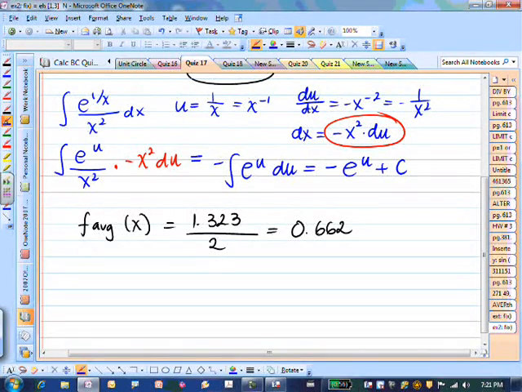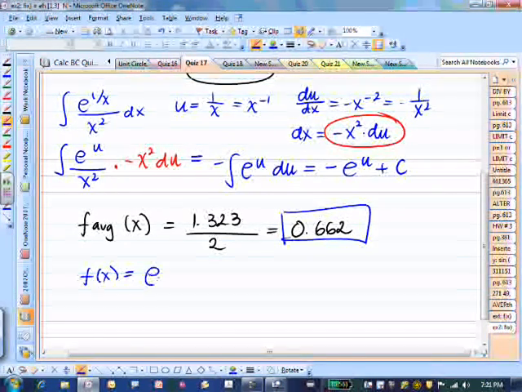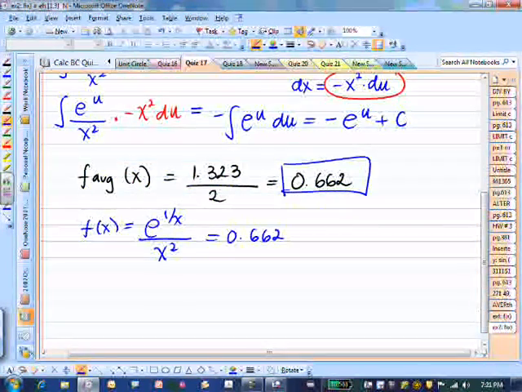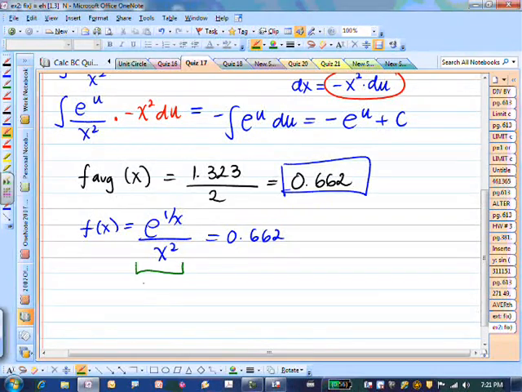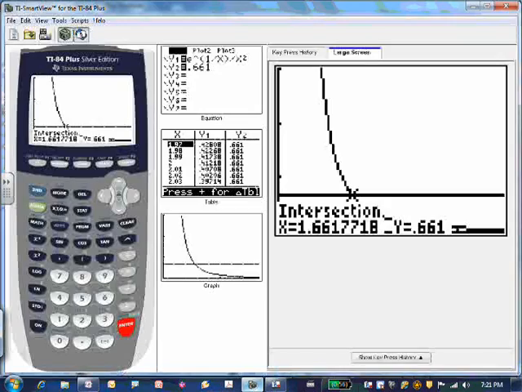Okay, the next question we want to ask is, where does our function, which is equal to e to the 1 over x all over x squared, where does it equal 0.662 or 0.661, depending on whether you round it or not? Okay. Well, what I'm going to do is on the calculator, I'm going to let this be y1, I'm going to let this be y2, and you can find the value of x that way. So here's the graph. This is the function. Here's 0.661, and it looks like they intersect at 1.662.